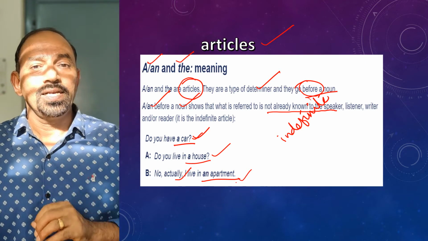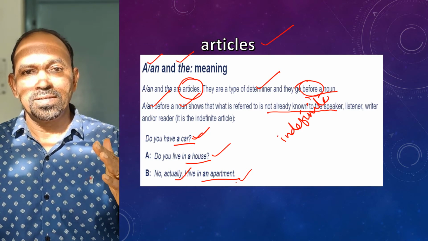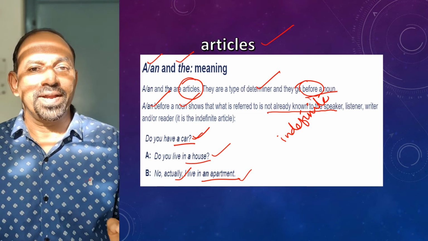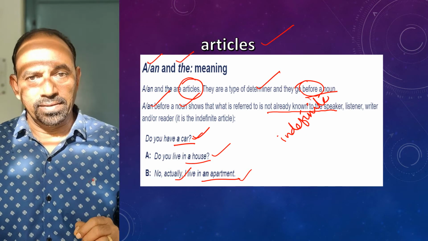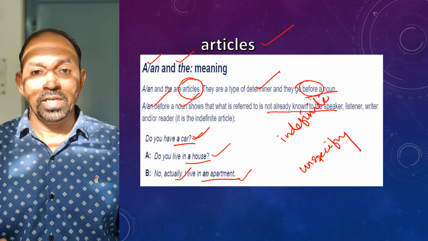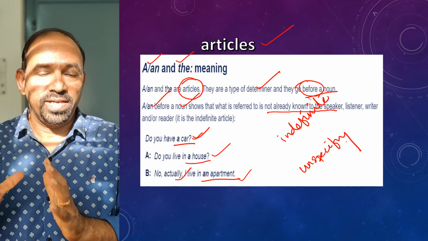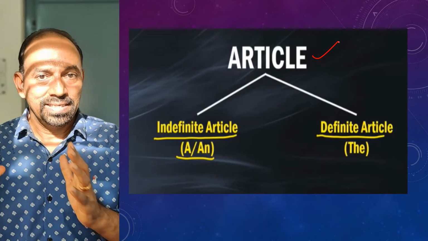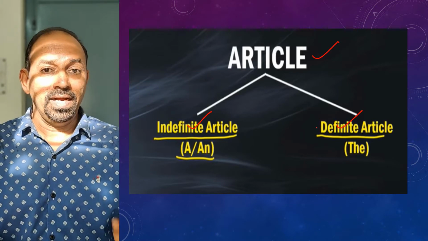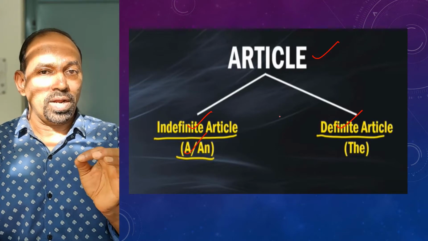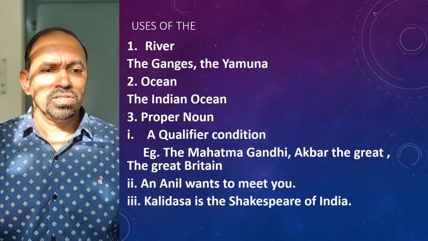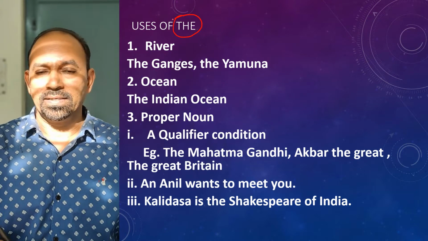So, an article is used to represent a noun belonging to a non-specific or unspecified category. A or an is used to unspecify a noun, to generalize a noun. Let us learn in detail the articles, the indefinite article and the definite article. Indefinite articles are a or an, and the definite article is the. Let us learn the use of the definite article the.